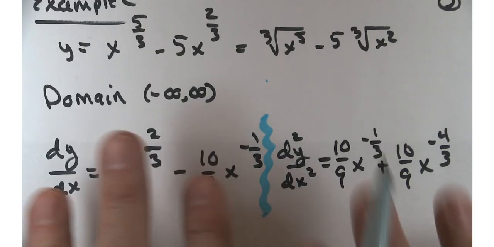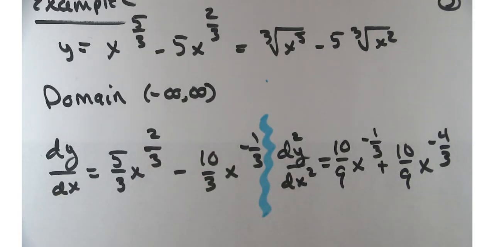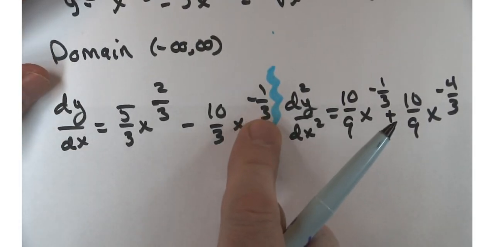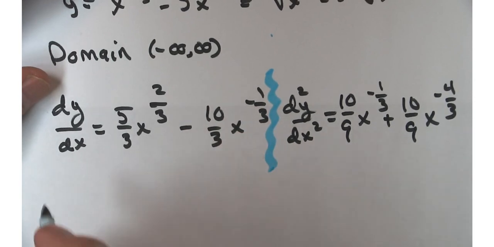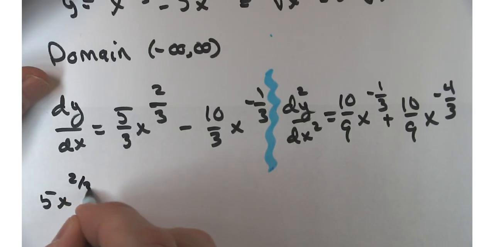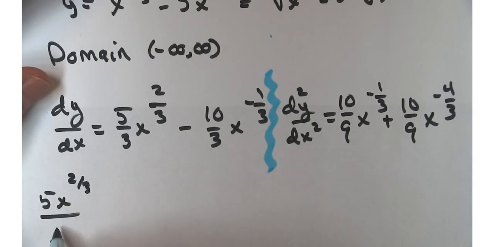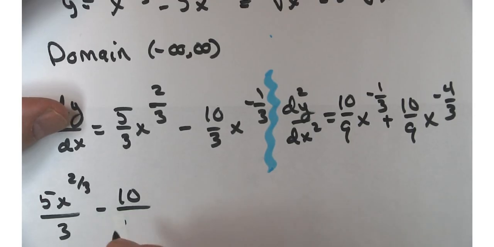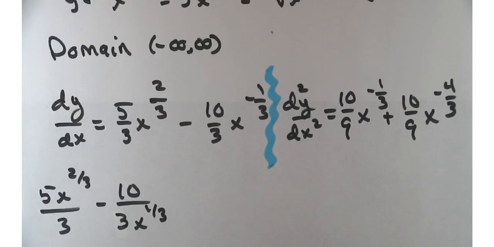Now, we're going to need to set each of these things equal to 0 and find critical points, that kind of thing. Let me take care of this negative exponent and start working around with the other part of this expression. I'm going to write that as 5x to the 2/3 over 3 minus 10 over 3x to the 1/3. Great.